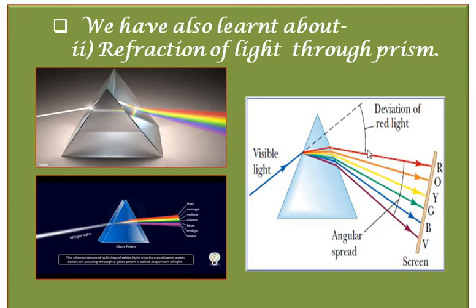This is the angle of deviation, the angle between the incident ray and the refracted ray. The angle of deviation is smallest for the red color, and it goes on increasing, and is maximum for the violet color. Here the speed of red color is maximum, and it goes on decreasing up to violet color, which means the speed of violet color is smallest.